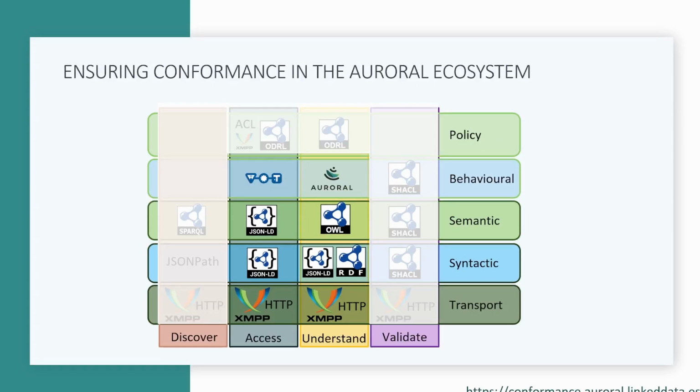To measure the semantic interoperability level in AURORAL, a conformance service has been developed. This service measures the minimum interoperability requirements needed in AURORAL at the transport, syntactic, semantic, and behavioral horizontal layers, and for the task of accessing and understanding data. Such requirements imply the use of existing and well-known standards. In the following demo, we will show the conformance service. This service evaluates the conformance level of the nodes with which the service has a contract.